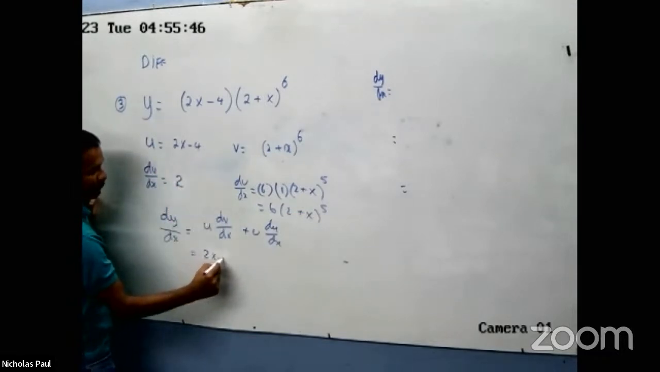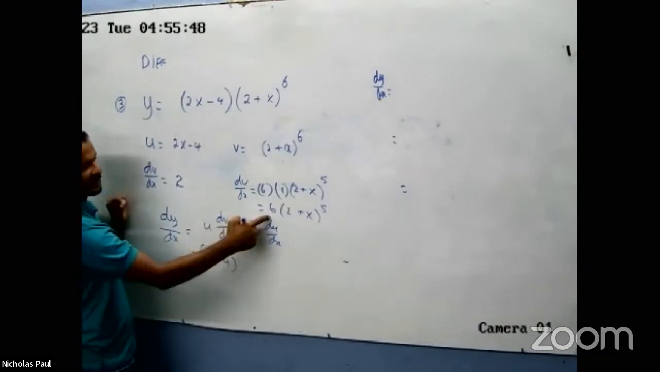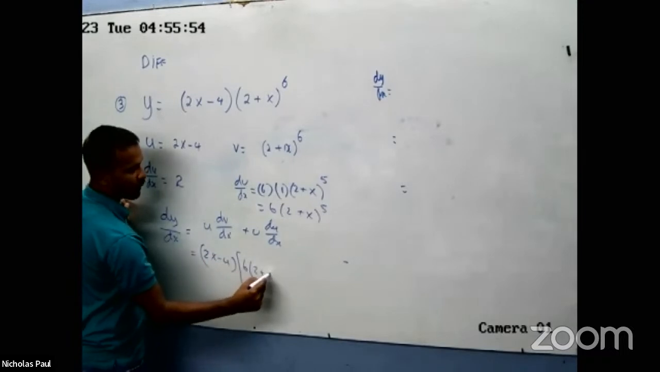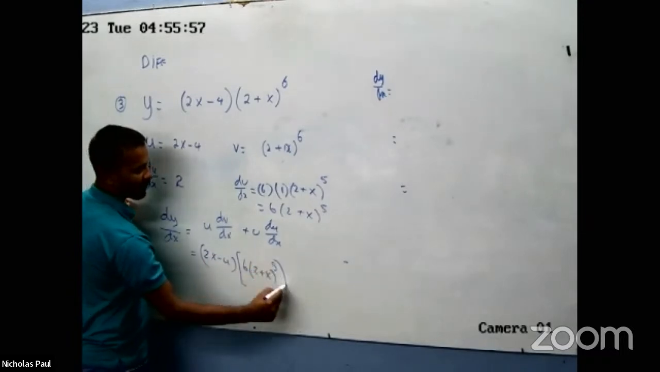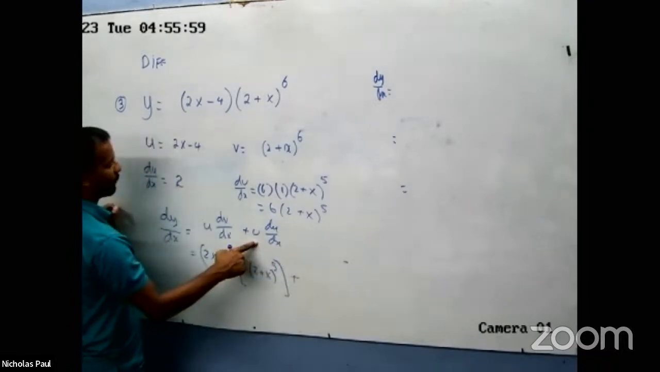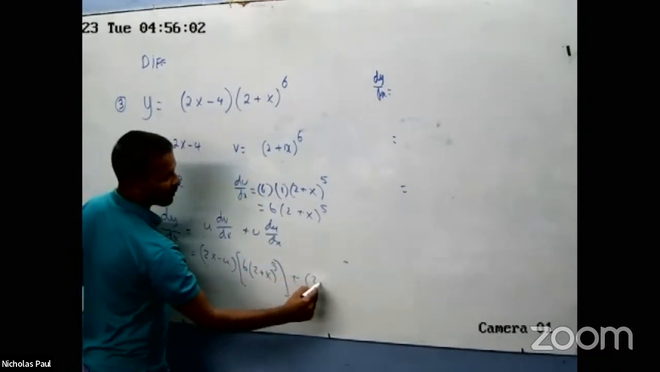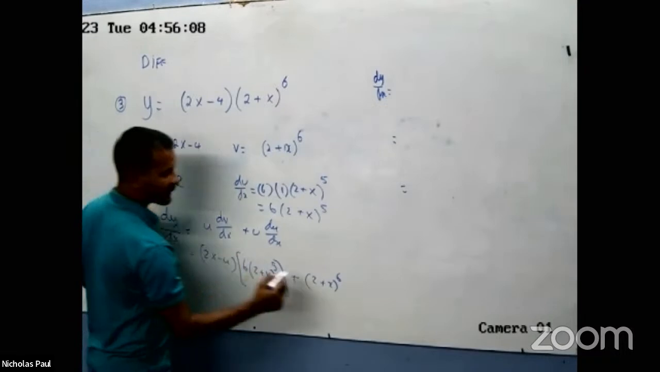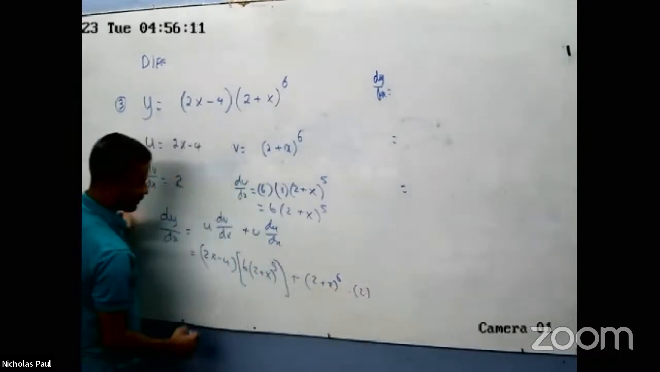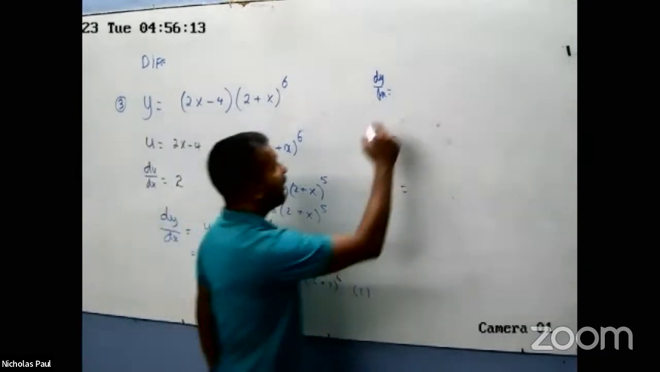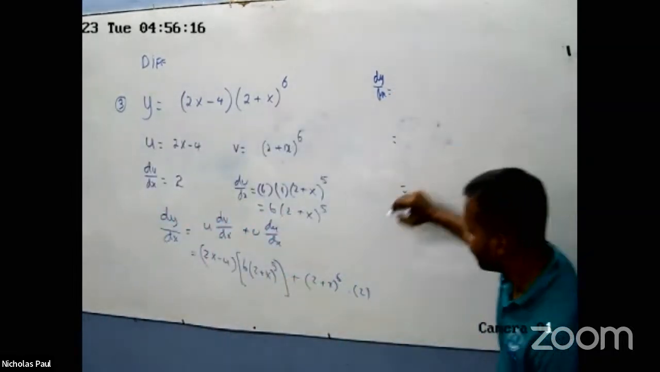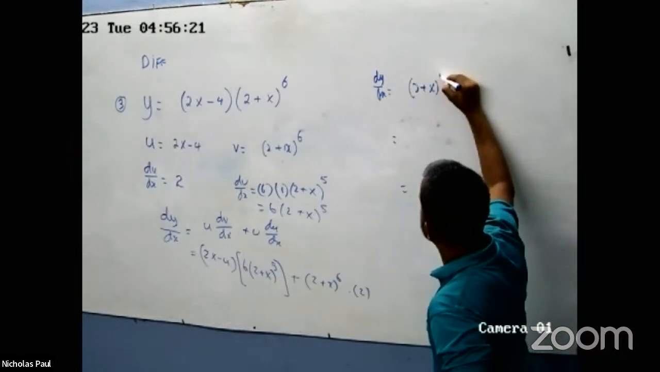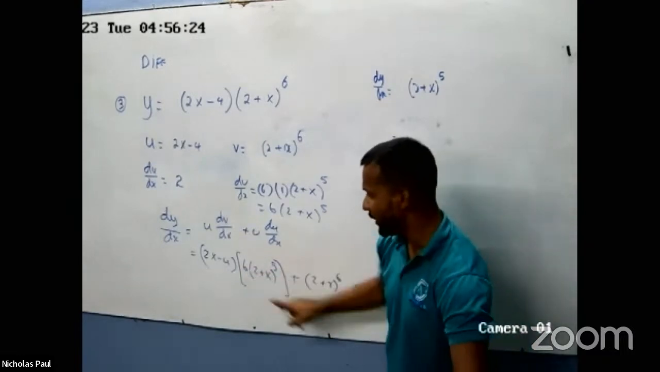2x minus 4 times dv dx, which is 6 by 2 plus x to the power of 5, plus v. V is 2 plus x to the power of 6, and the du dx is 2. Then come up here. What do they both have in common? 2 plus x to the power 5. But they also have 2 in common. So you can leave it like that.